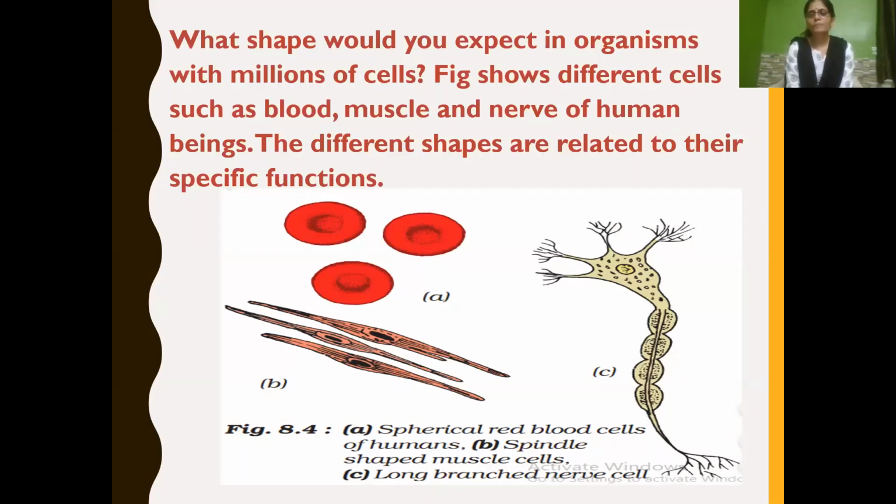In a human body, we can have differently shaped cells like blood cell and muscle cell. The blood cell, you can see, is spherical in shape, red blood cells are spherical shaped, and the muscle cell is spindle shaped, that is broader in the middle and pointed at both the ends. And the nerve cell is very long and branched. These different shapes of cells in a human body are related with specific functions.